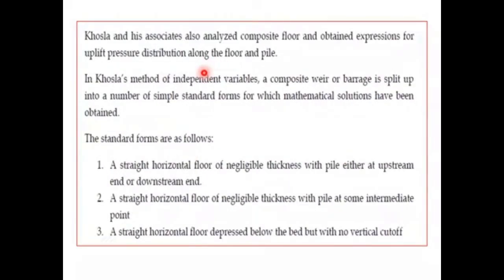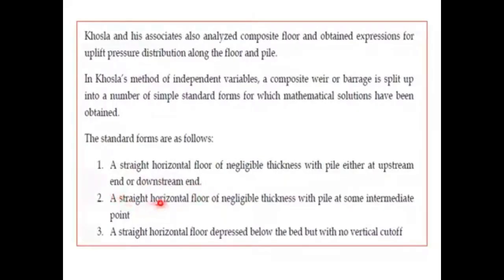Therefore, Khosla and his associates analyzed the composite floor and obtained expressions for uplift pressure distributions along the floor and the pile. Here the method of independent variables is discussed, where a composite weir or a barrage is split up into a number of simple standard forms for which mathematical solutions were obtained. The standard forms can be, for example, a straight horizontal floor of negligible thickness with a pile either at the upstream end or at the downstream end.